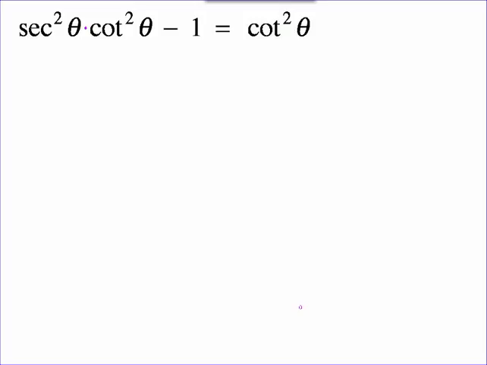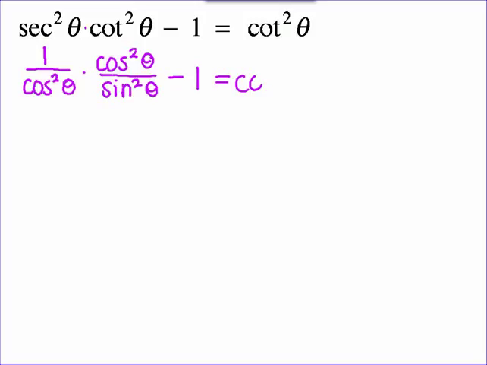As it is written, I can't substitute in anything for it right now. So the next option would be to rewrite everything in terms of sine and cosine. I know that secant squared is 1 over cosine squared. Cotangent squared is cosine squared over sine squared. And I need to show that that whole thing equals cotangent squared theta. First you cross the cosines out. And so I'm left with 1 over sine squared.